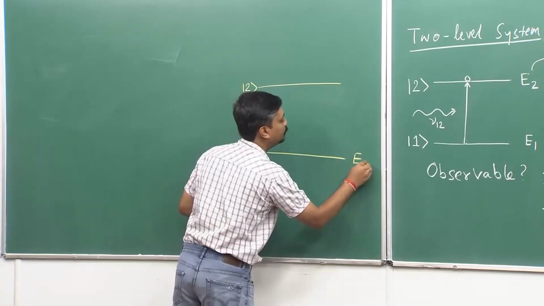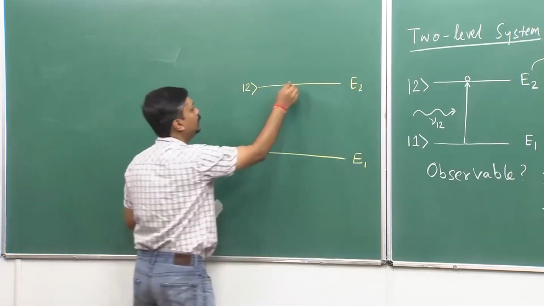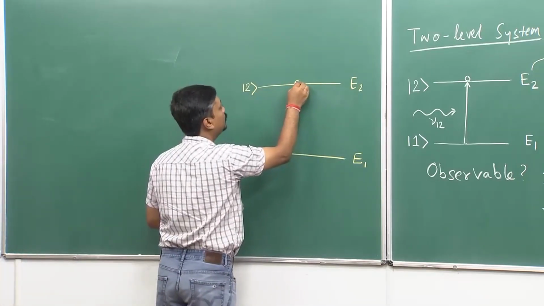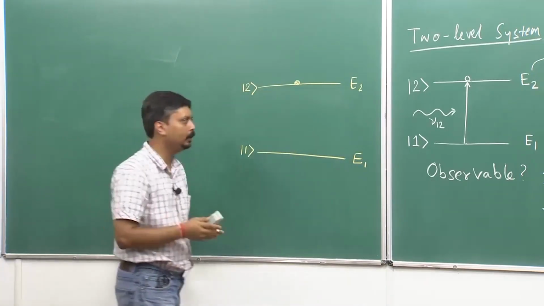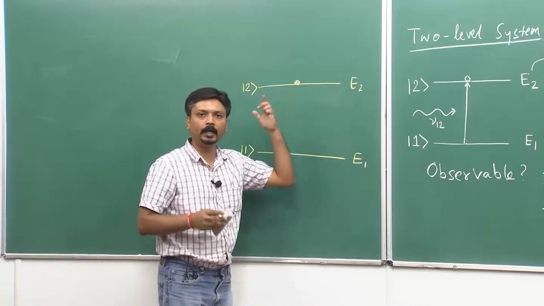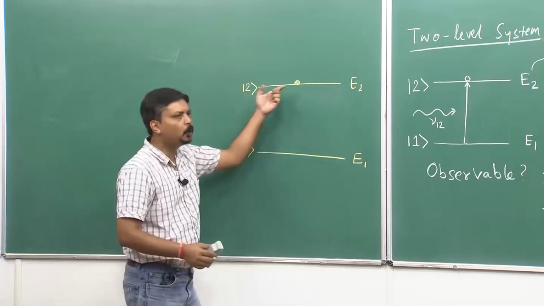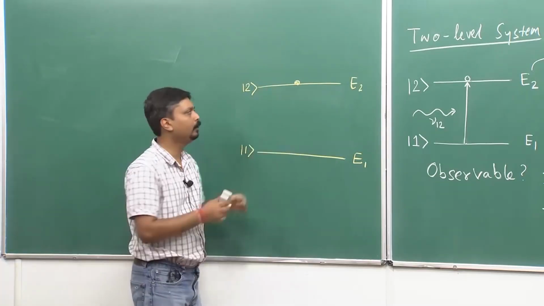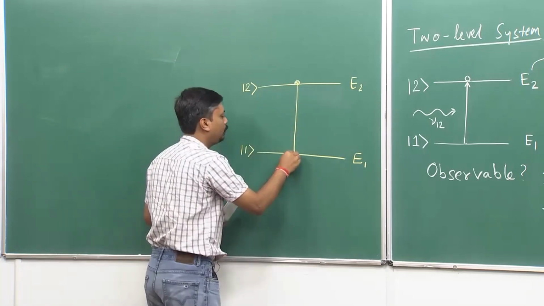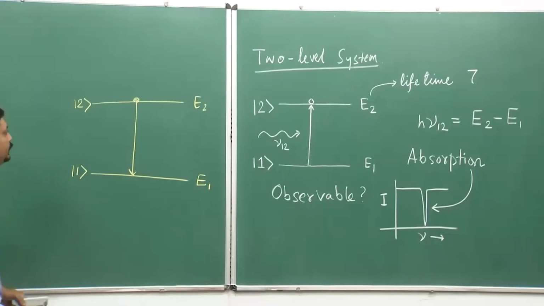So all the description remains as it is. Only thing is that now the molecule is here and I am not doing anything. I am not perturbing the system with any external force. So on its own, it will make a jump from this state to this state after a time period tau, which is the lifetime of the state.